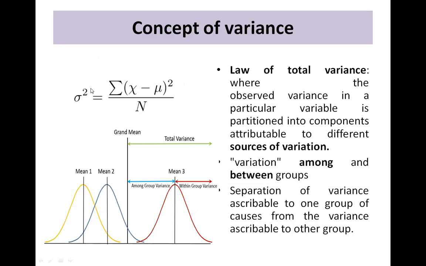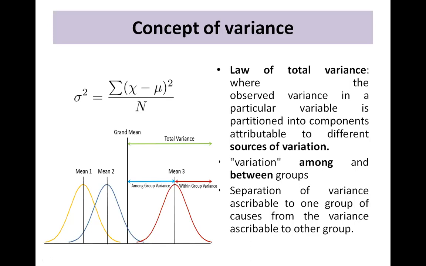Then when we square the sigma, sigma square is nothing but x minus mu whole square upon n. So what this formula itself indicates is that we are considering the deviation from the population mean. Mu is the population mean, and x minus mu is nothing but the deviation from the population mean.